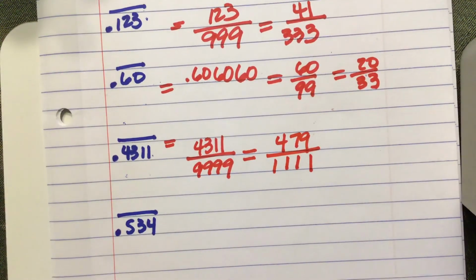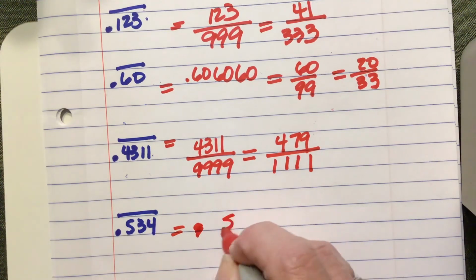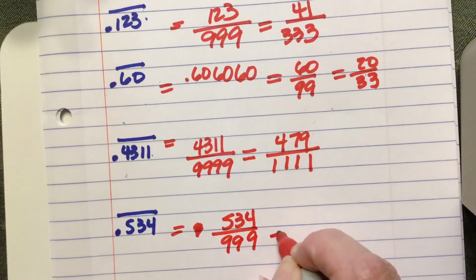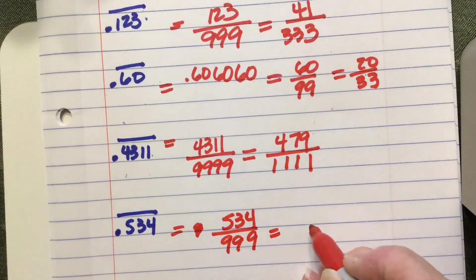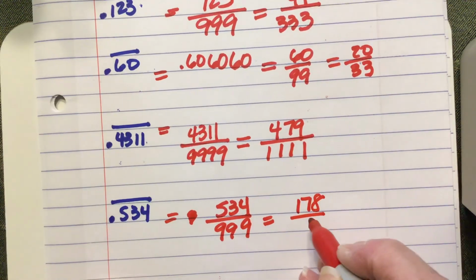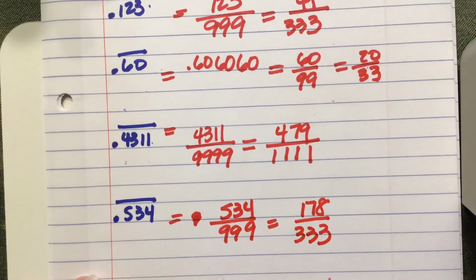And we'll do one last practice. I have 0.534 repeating. So, oops, I don't want to say decimal. 534 divided by 999. And if I divide top and bottom by 3, I get 178 over 333. Okay, so let's give that a try.